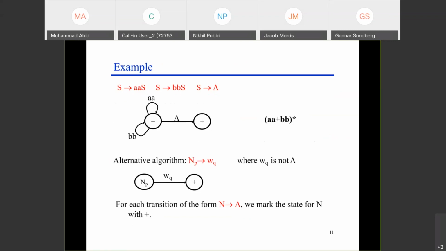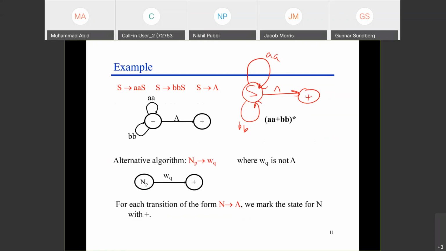So now, can we convert this into the TG? So let's start. We have S, and then it says AAS. So a self loop AAS. Then BBS. So then another loop BBS, and then lambda. It means that either you can put a plus sign on the start state, or if you don't want to do this, you can say lambda and then the plus. So without doing anything, you can go to the lambda. It is the same thing.